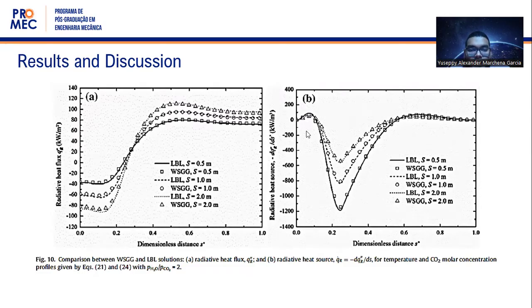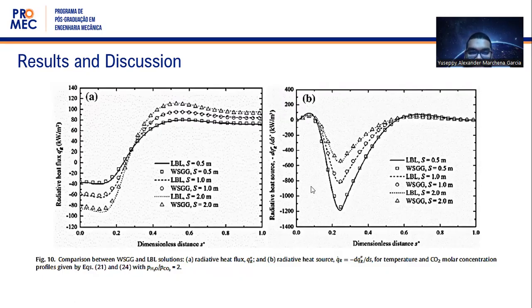We can see too that at low concentration, both radiative heat flux and radiative heat source go to zero. We can see here when we have low concentrations, both radiative heat flux and radiative heat source go to zero. As we can see in the figure, we can realize that.